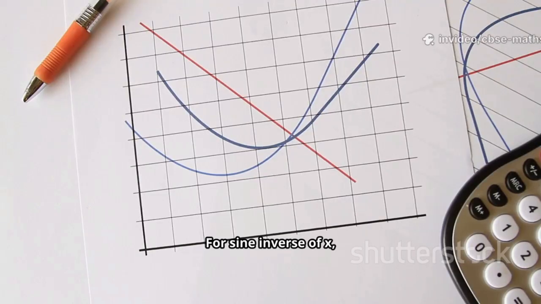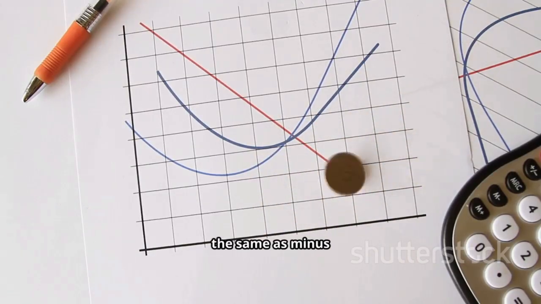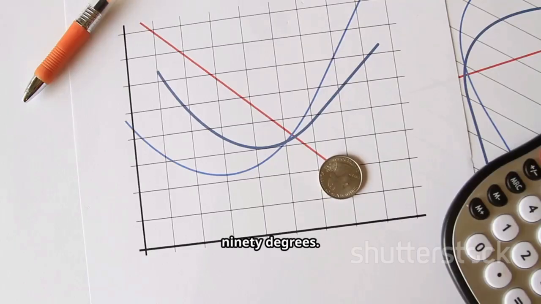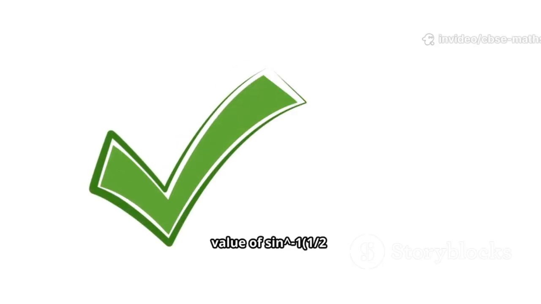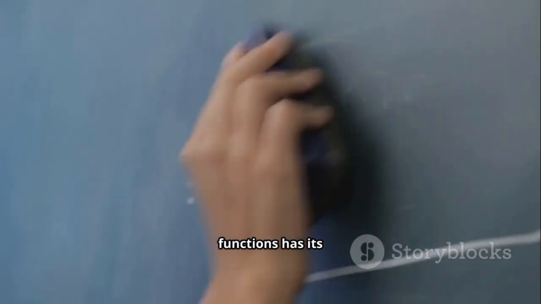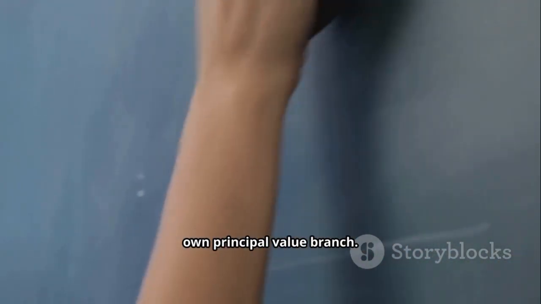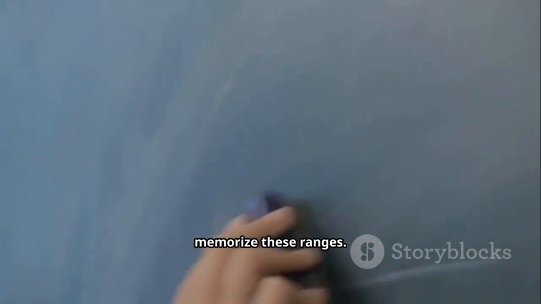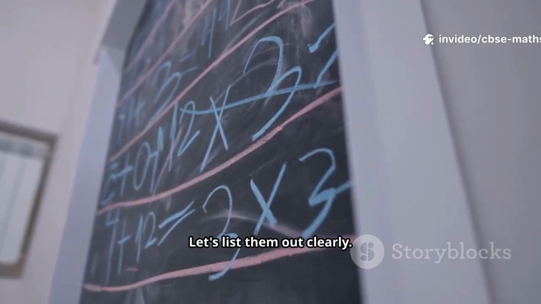For sin⁻¹ x, the range is from minus pi by 2 to pi by 2, which is the same as minus 90 degrees to 90 degrees. So the principal value of sin⁻¹(1/2) is pi by 6 or 30 degrees because it lies in the range. Each of the 6 inverse trig functions has its own principal value branch. It is extremely important to memorize these ranges. Let's list them out clearly.